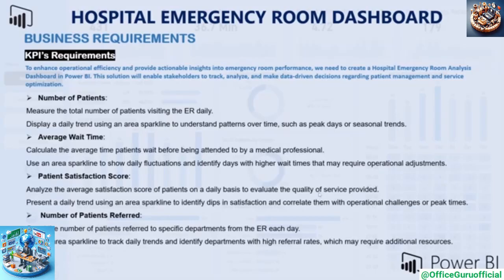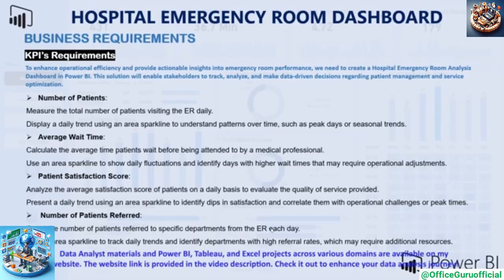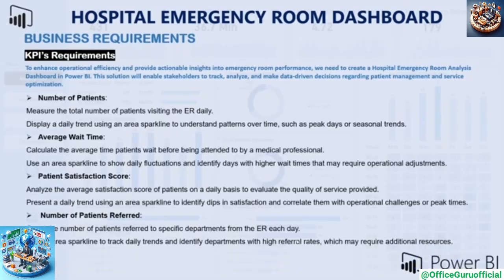So what is the quality of service provided, whether the patients are satisfied or not? Based on that, they are going to find out this KPI as well. Then we are also going to find out the number of patients referred, right? So for a specific department, how many patients were referred in that emergency room? That is the thing which we are going to analyze from here as well, right? And based on this, all will have their own trends which we are going to do.